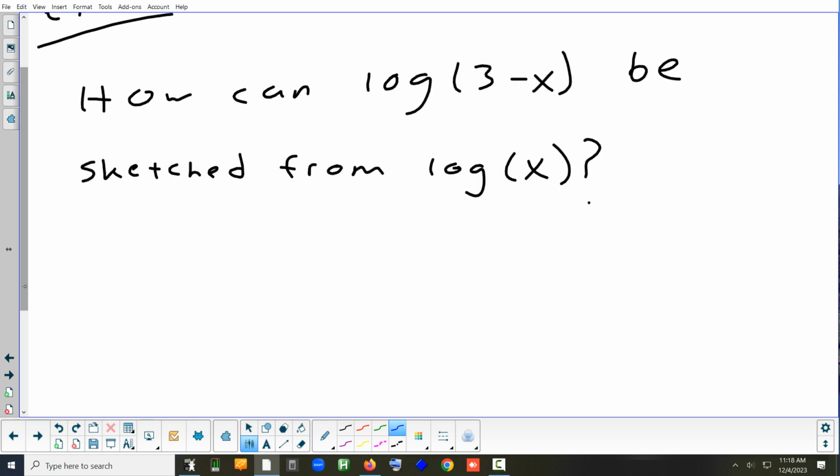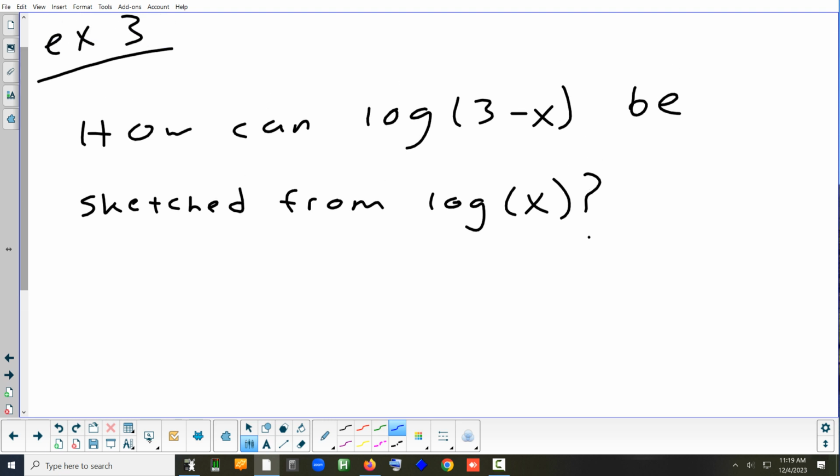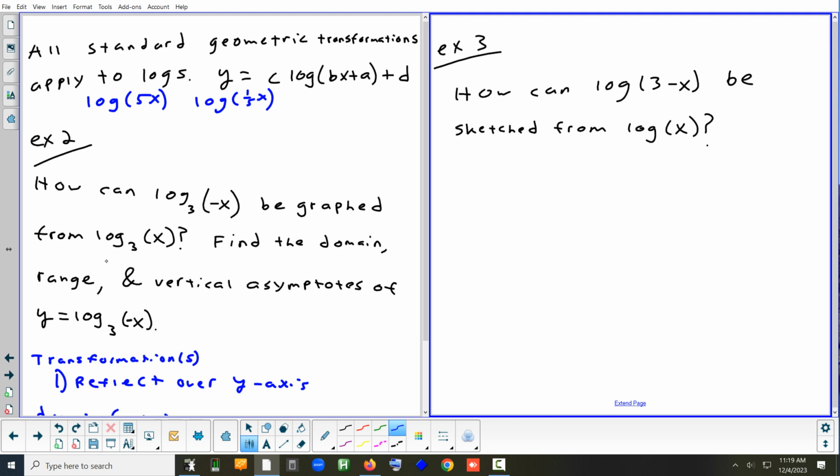All right, let's look at this one. How can log of 3 minus x be sketched from log x? Well, first of all, does the log equation I'm giving you this time fit the pattern with the ABCD? Does it look exactly like that? No. We should fix the log of 3 minus x so it lines up exactly with the ABCD. What would we have to do? You just have to put x before 3, so it'd be negative x plus 3. Yeah, that's how we want to think of the log.